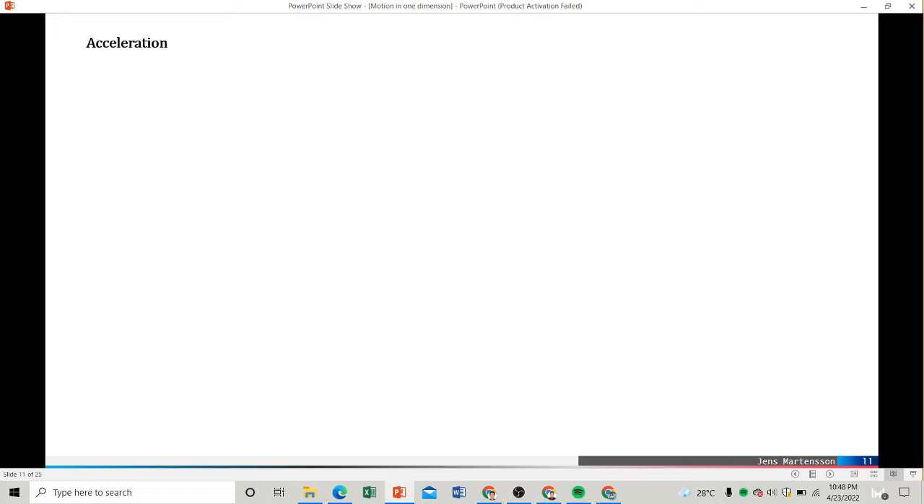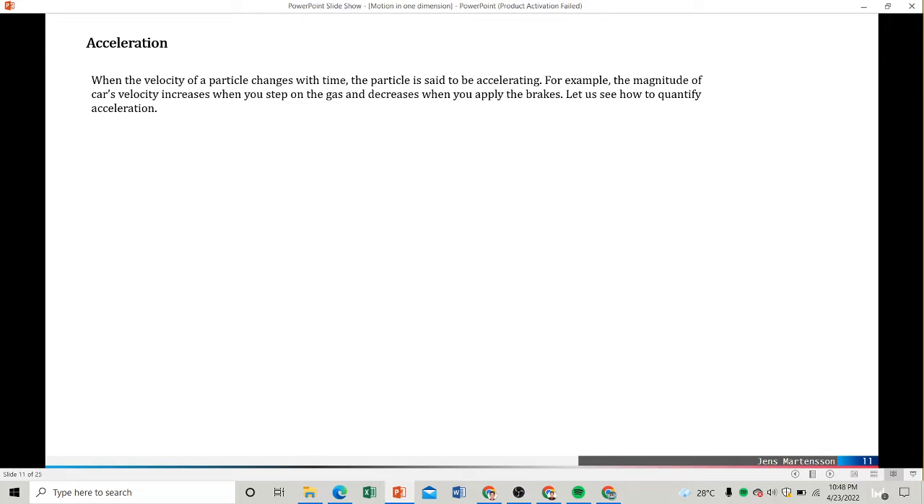Okay, so let us discuss what is acceleration. Acceleration is the name we give to any process where the velocity changes. Since velocity is speed and direction, the rate of change of the position, there are only two ways for you to accelerate. It's either change your speed or change your direction, or it can be both.